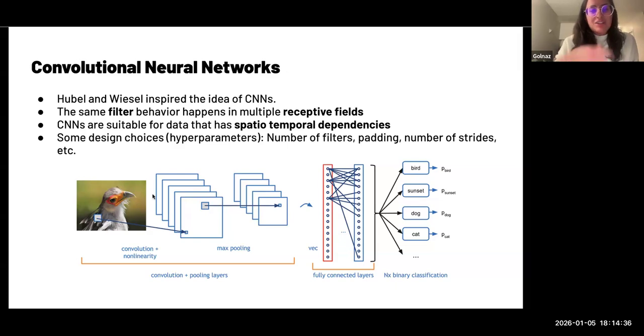I also have to mention that, again, as with any neural network, they come with a lot of design choices or hyperparameters. Like we talked about filters, you have to decide how many filters you want to use in your CNN, or if you want to make changes to your image, for example, add padding to your images to make computation easier based on your problem. So that's something to be careful about as well.